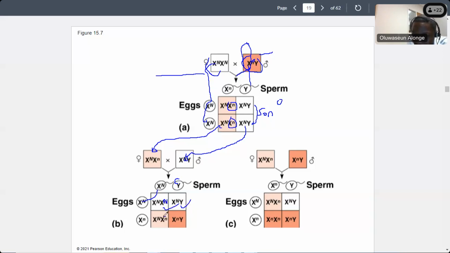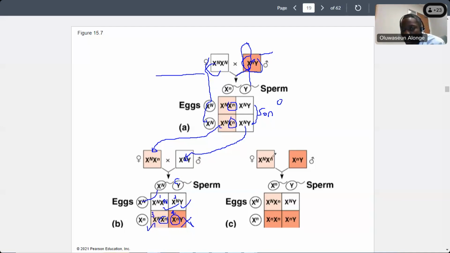When you come here, this guy is carrying the disorder from her mother. And then this one also is carrying the disorder from her mother. So this person is affected, sick. This person is just a carrier. So we are going to call this girl a carrier. Number 3 is a carrier. Number 4 is affected, sick. Number 1 is normal. Number 2 is normal.